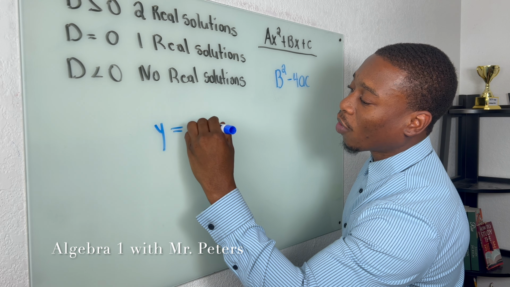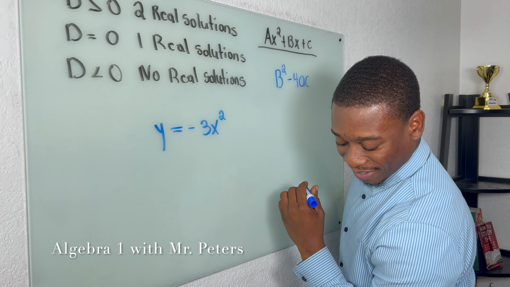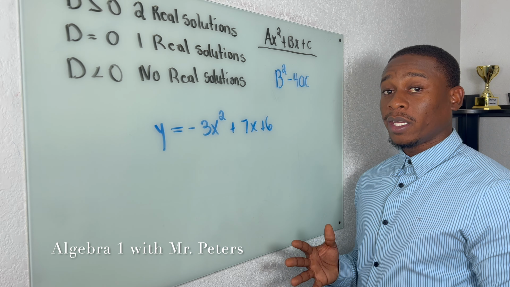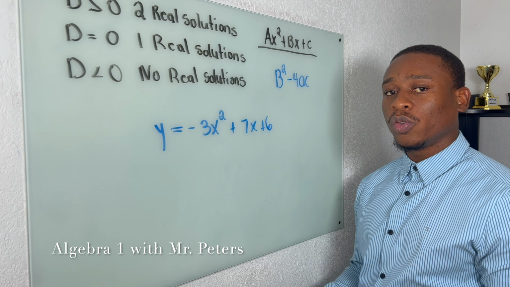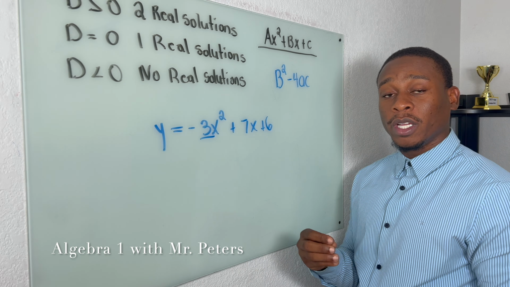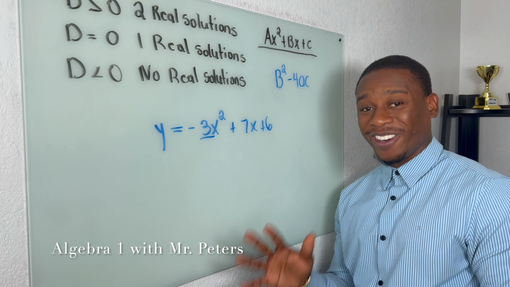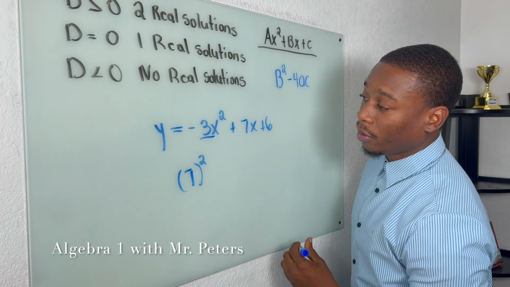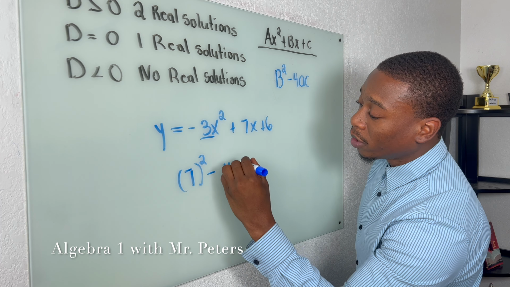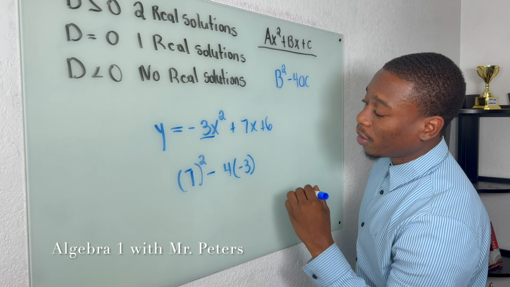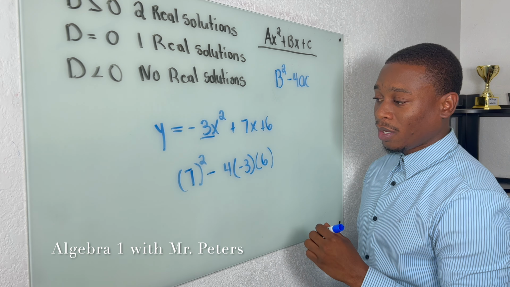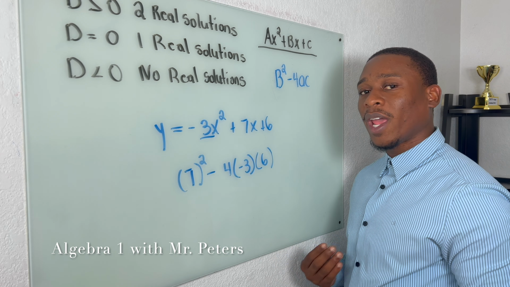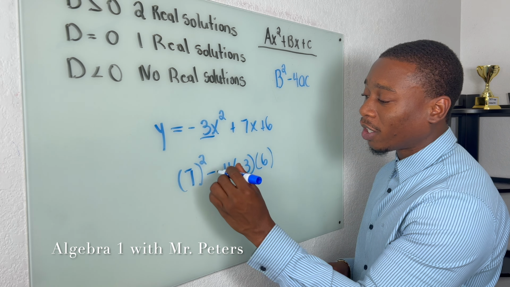But in problem number 2, when we go to our second example, let's just write this out first. All right, so the first thing we need to understand is that our A is not going to be 1 like we're typically used to because there's a coefficient in front. So don't fall for that trick. So when we set this up, we're going to have 7 squared minus 4 times negative 3 times 6. Just remember that we have 2 negative signs. That's another trick that they try to get us with.